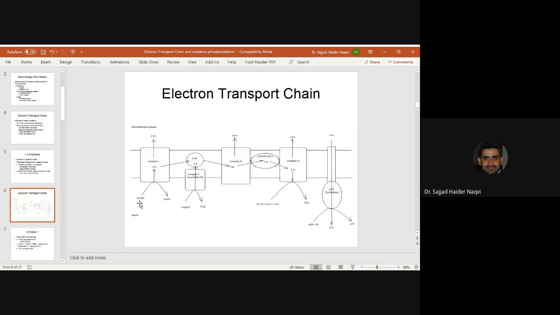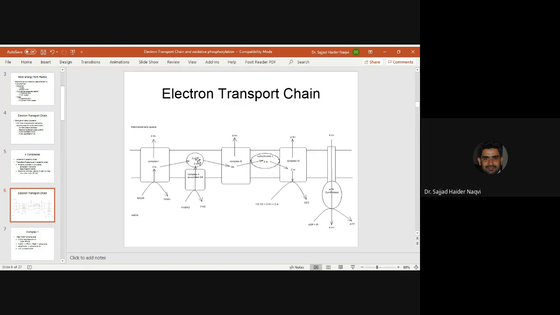Binding of NADH transfers the electrons to complex 1, and the NADH is converted to NAD positive. This transfer of electrons results in pumping of 4 protons from this side to this side, right? This is what we call against the concentration gradient. Then these 2 electrons are transferred to another complex, complex 2, and this complex is linked with another protein where FADH2 can also lose its electrons, so 2 more electrons coming here.